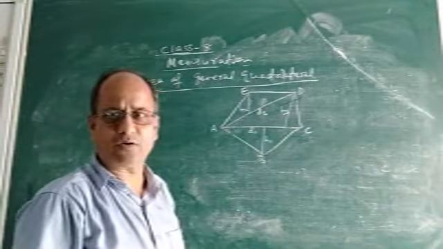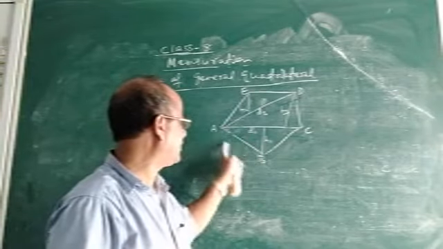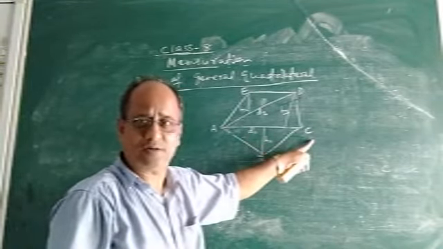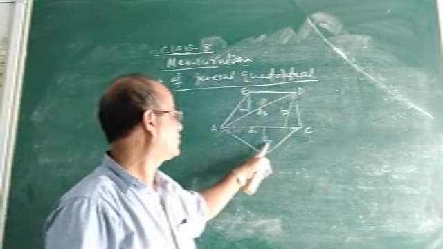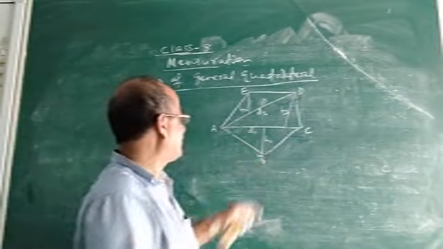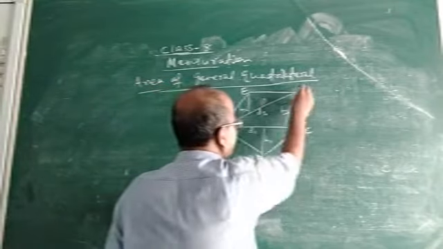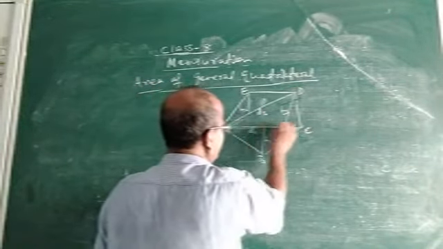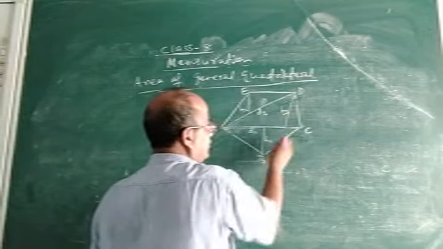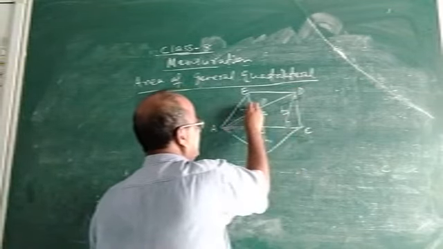Now you can easily find the area of triangle ABC: half into base into height, that is half into D1 into H1. Then what will be the area of triangle ACD? AC will be the base and this is the altitude. This is 90 degrees and 90 degrees.